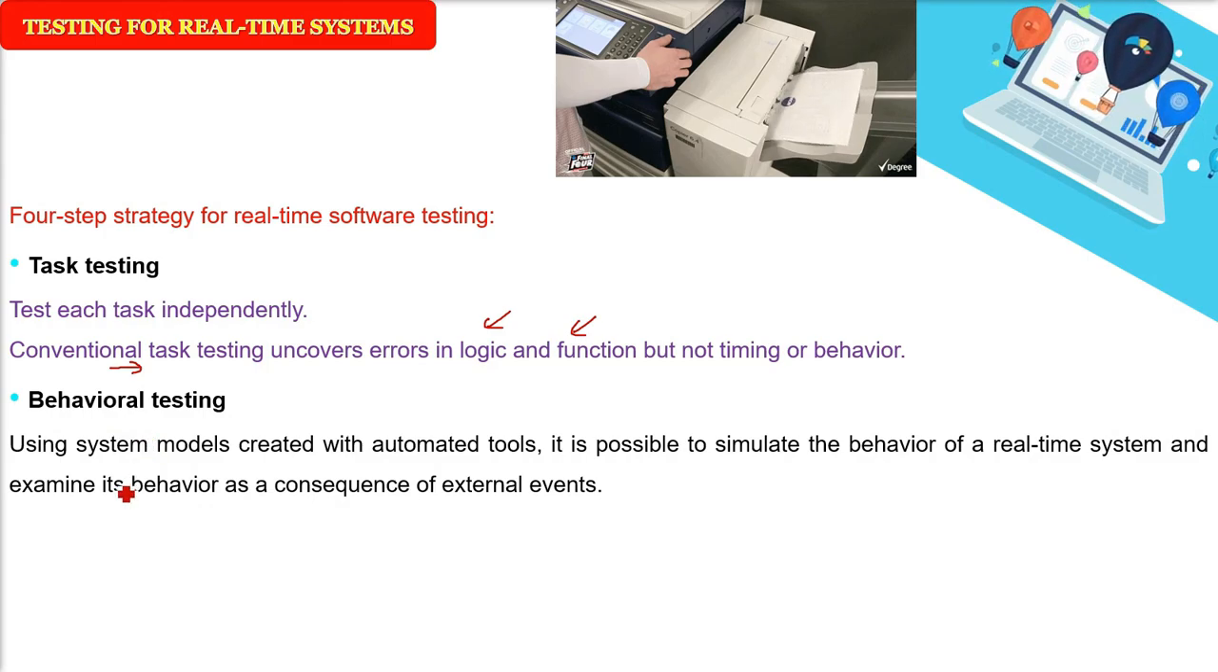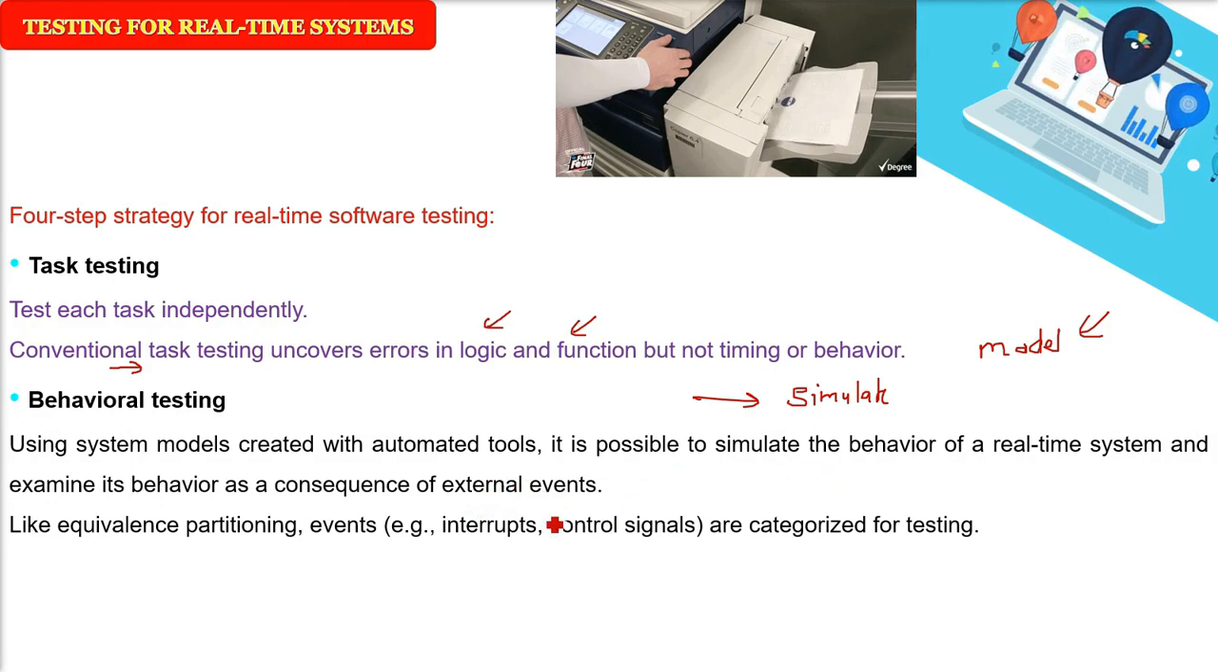You can use certain models which can be created by automated tools, or if you want to create it yourself, you can. You can simulate the behavior of the real-time system, and then examine its behavior as a consequence of some stimulus or external events. In behavioral testing you can use state diagrams, or automated tools, or create your own model. Like equivalence partitioning, these events, which can be interrupts or control signals, you can categorize into equivalence classes, and then use one of them and test it.